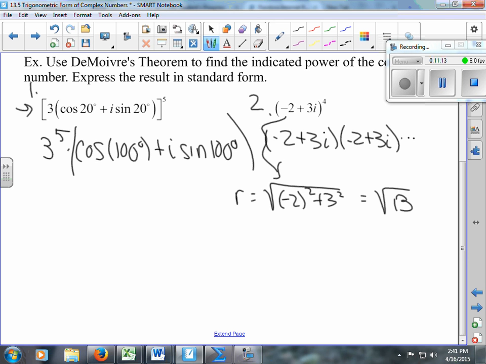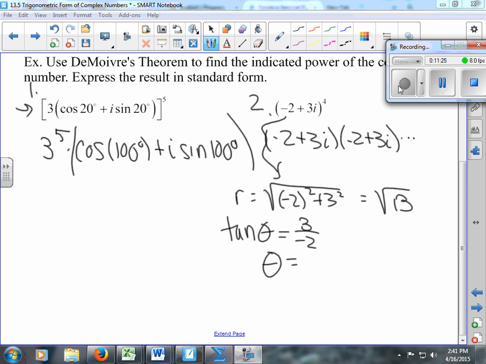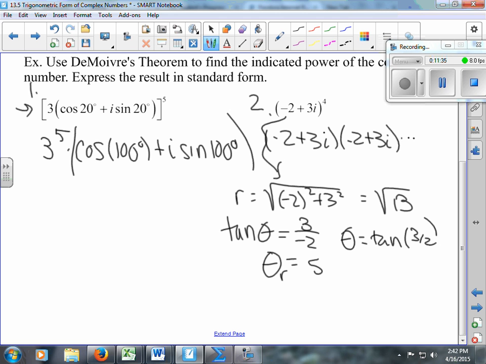And then I need to find the angle. So the tangent of the angle is the imaginary part over the real part, is 3 over -2. And then I'm going to type that into my calculator. Okay, and so I did that, and I got a reference angle because I just dropped the negative. I did the inverse tangent of 3/2, and I got a reference angle of 56.31 degrees.